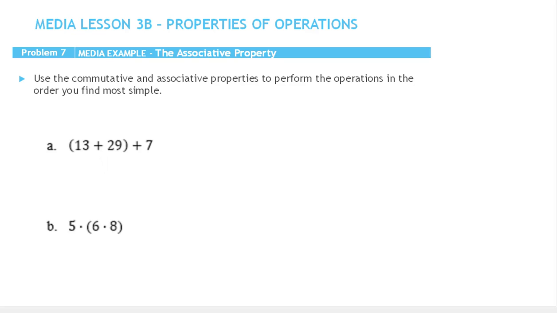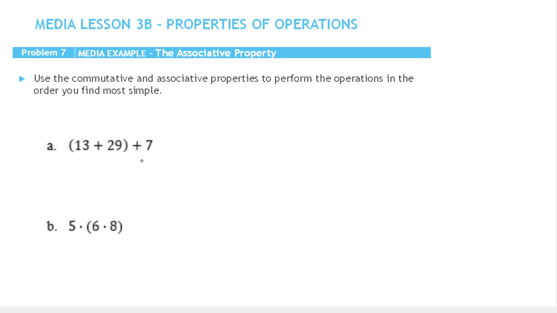In this example, we're going to use the commutative and associative properties to perform operations in an order we find most simple. So here we have 13 plus 29 in parentheses plus 7. And we can add them in this order, start with 13 and 29 and then add 7. But I see a way that will be easier, so I'm going to think of it differently.